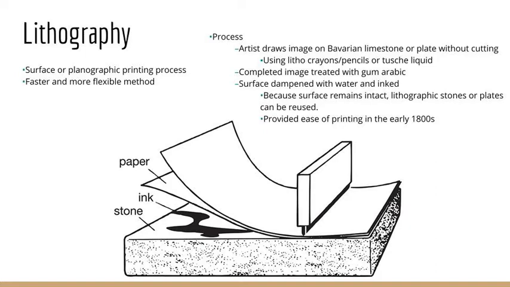And they complete the image and treat it with gum arabic, which is actually, if you remember from the painting lecture, the binder that holds together watercolor paints. So it is like a pigment binder. And then they dampen the surface with water and ink it. And because the surface remains intact, lithographic stones or plates can be reused. So basically you're not carving into it or anything. That's why it's planographic. It's a flat surface. You're just adding pigment on top of it. And this provided ease of printing in the early 1800s.